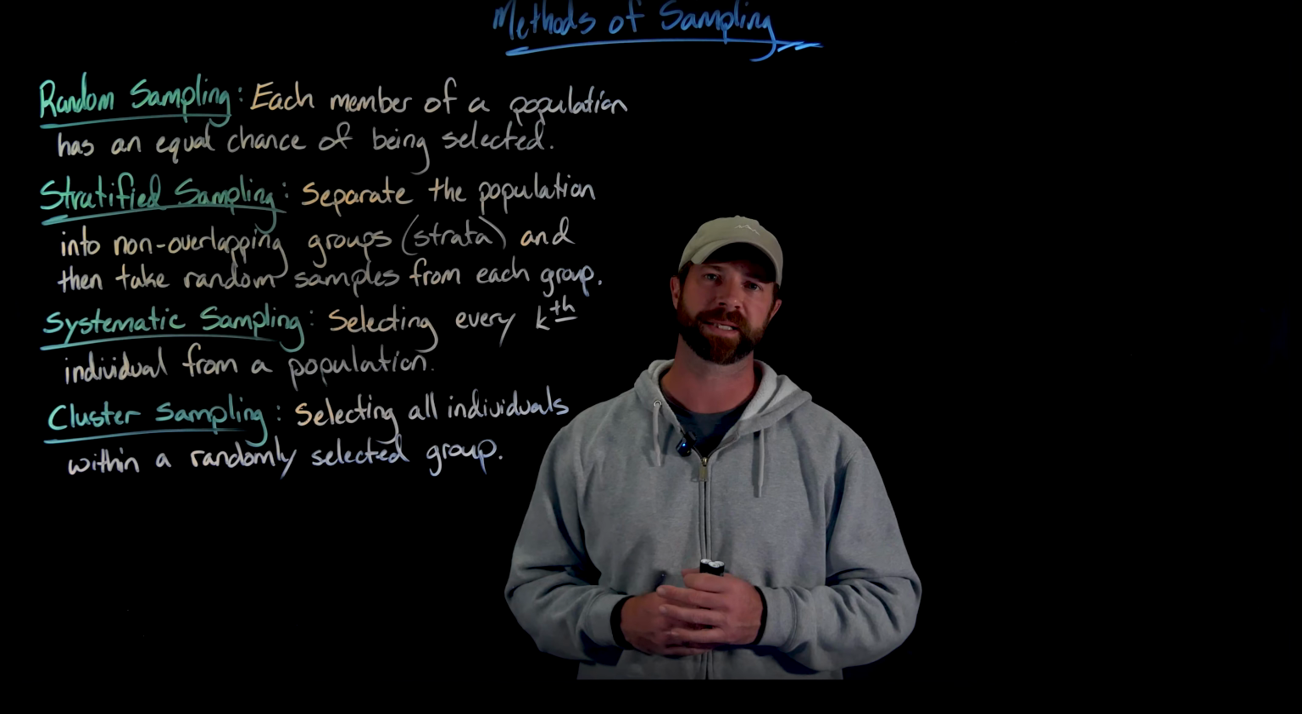Now again, in large populations, it might not be possible to do a random sampling or a simple random sampling. We could use a method of stratified sampling. In this case, what we do is we separate the entire population into non-overlapping groups, which we call strata, or singularly a stratum. And then we take random samples from each group. Again, to use the example of the population of the United States, we could separate the whole population into the individual states. So we separate into those groups, the 50 states, and then we choose a random sample from each of those 50 states.